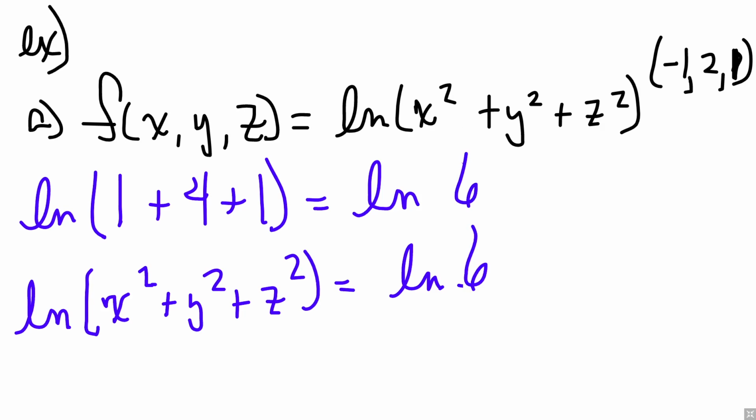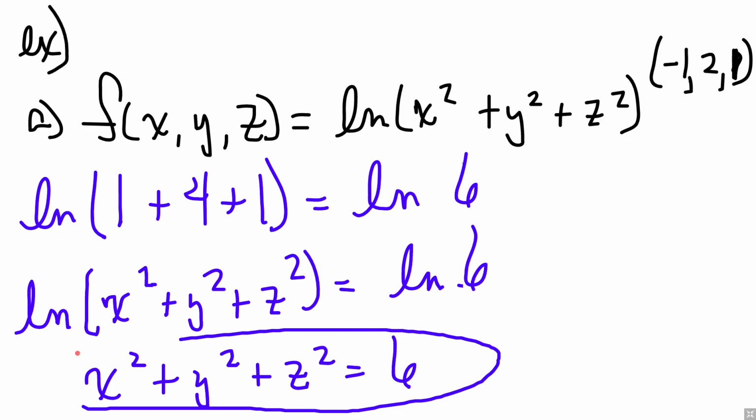There we go. So really, this is the same thing. If we simplify this, what would this simplify down to? x squared plus y squared plus z squared is 6. And if you think about this, this represents the equation of a what? Sphere. Yes, it represents the equation of a sphere. Any questions?